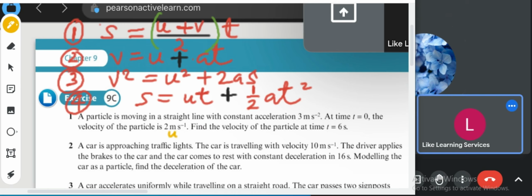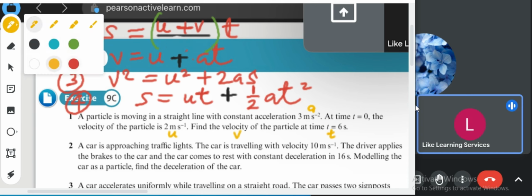And of course, from T0 to T6, the time is 6 seconds. So this is T, which is already there. And then we have the acceleration A, and we are asked to find the final velocity V. So I think this one is simple enough. Which formula can we use? Equation 2. Yeah. Equation 2 directly, which is V equal to U plus AT.